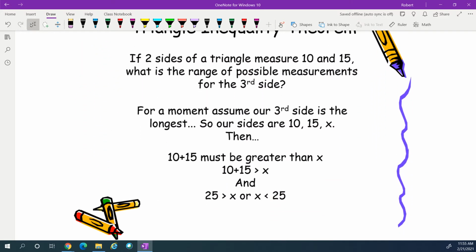So in our last example, we're going to assume that the missing side is the biggest. So now we have 10 plus 15 greater than x. And we find out that x has to be less than 25. So in the first example, we found out that it had to be bigger than 5, and in this one, we found out it had to be less than 25.